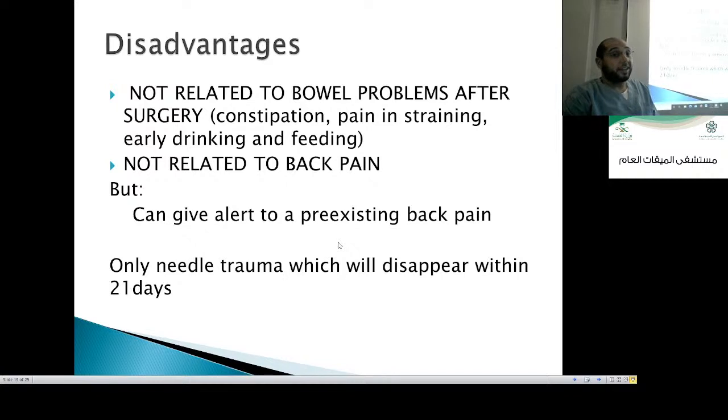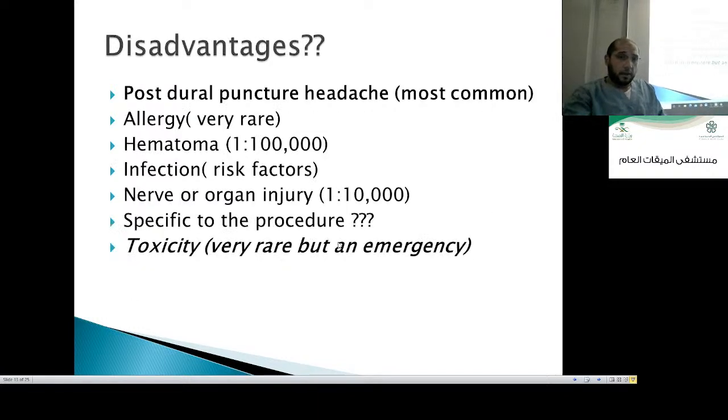Moreover, it is not related to back pain. Some patients having spinal anesthesia are concerned that they will have back pain after the surgery because of the spinal anesthesia. It can alert a pre-existing pain, but it itself will not cause back pain. Only the needle trauma can cause back pain, like any needle in our body, which will disappear after 21 days. So what are the disadvantages of regional anesthesia?